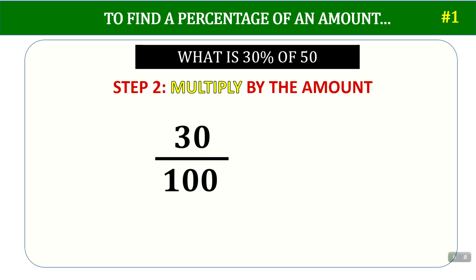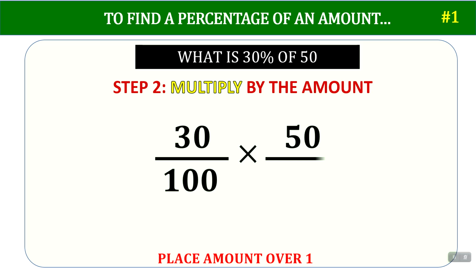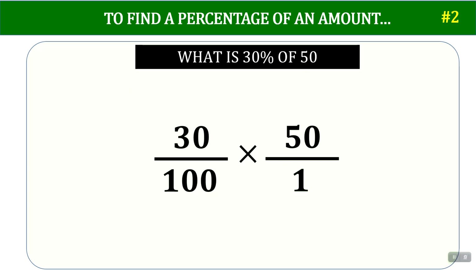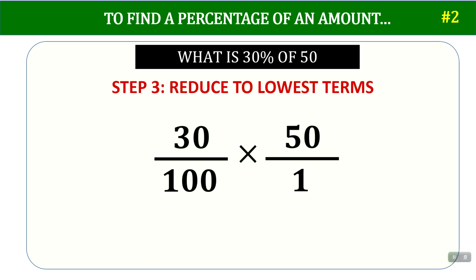Step 2, we multiply by the amount. And in this case, we will multiply by the number 50. We want to find 30% of 50. So we multiply by 50. And in order for the fractions to look even, we will place 50 over the number 1. Step 3, we will reduce to lowest terms. This involves dividing a numerator and a denominator by the same amount.